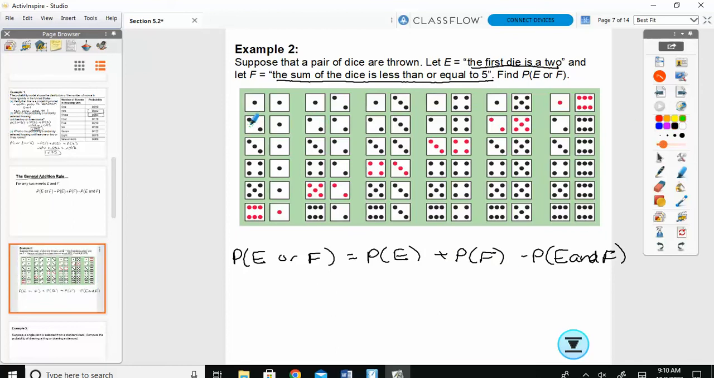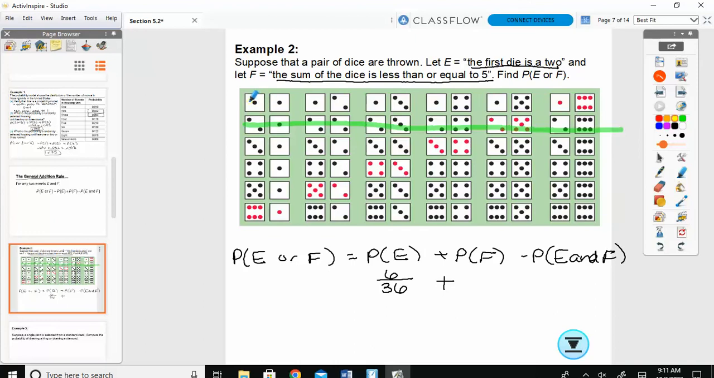So E, the first one is a 2. So the first one is a 2, that's everything in this row. How many of those are there? 6 out of, we said there were 36 total combinations. 1/6. Mm-hmm. Can reduce it. Plus the probability of F.